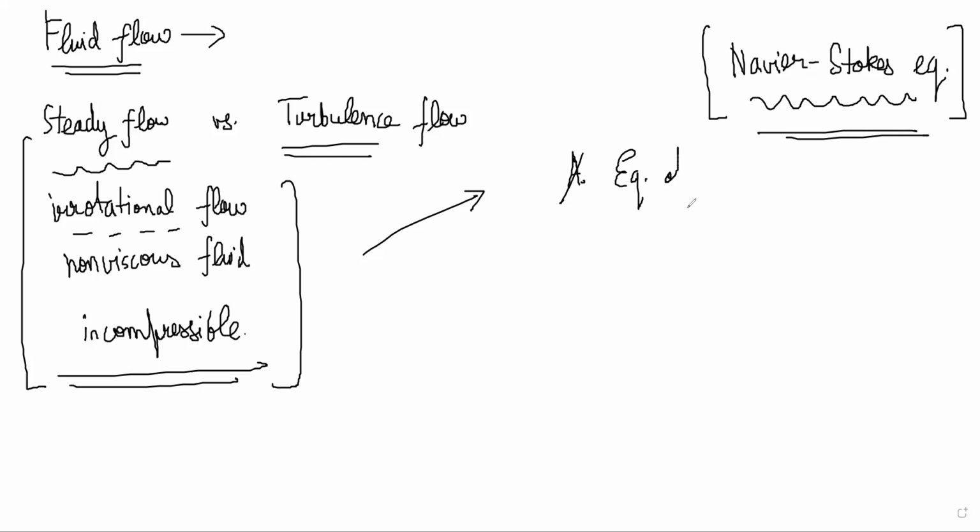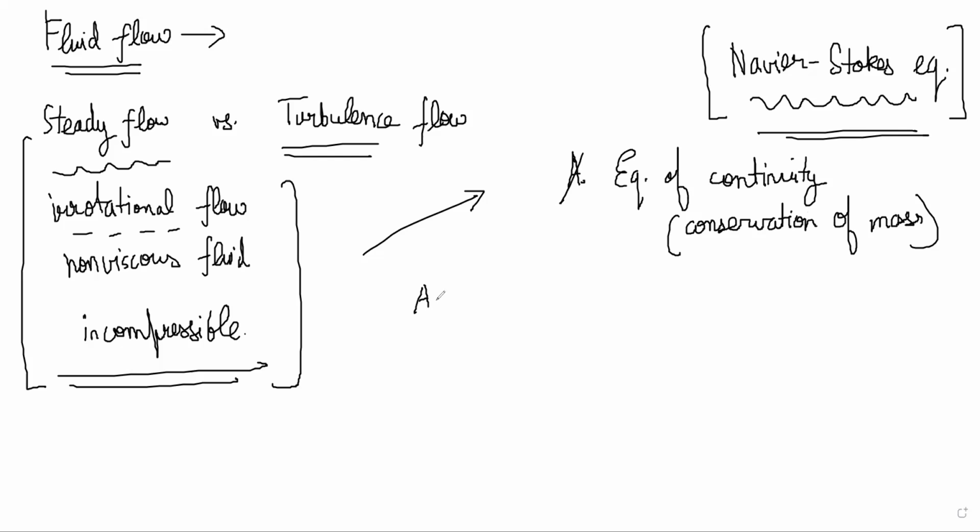Equation of continuity. The continuity equation is a statement of conservation of mass. Why? Because what it says is area into velocity, A1 V1, will be equal to A2 V2 for any two cross sections. Suppose there is a fluid flowing through a pipe, right?